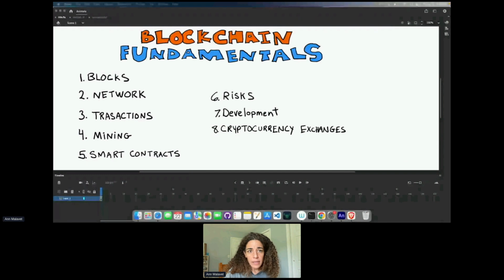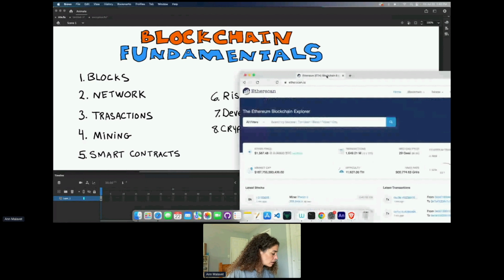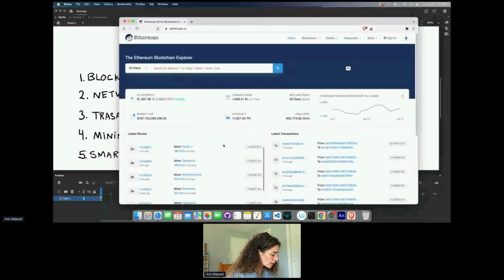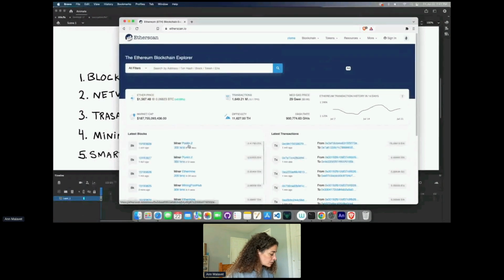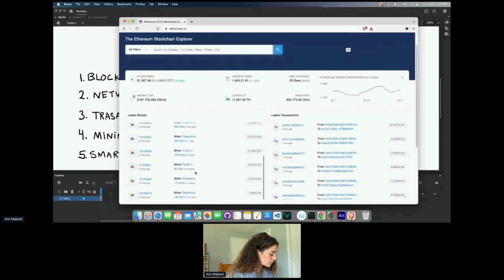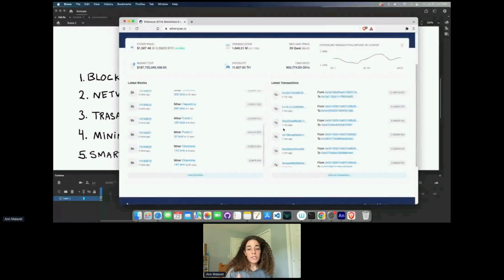Another point I want to make is if you go to Etherscan, you can see the latest blocks. This is on Ethereum. And you can see the miner: pool in 2, Ethermine, pool in 3, pool in 2, Ethermine. So I'm just bringing up that if this is truly decentralized the way they want it to be, there wouldn't be maybe 3 or 4 miners able to mine all the blocks.